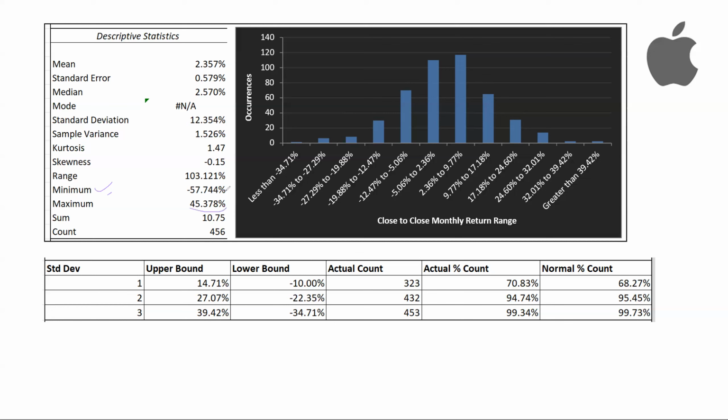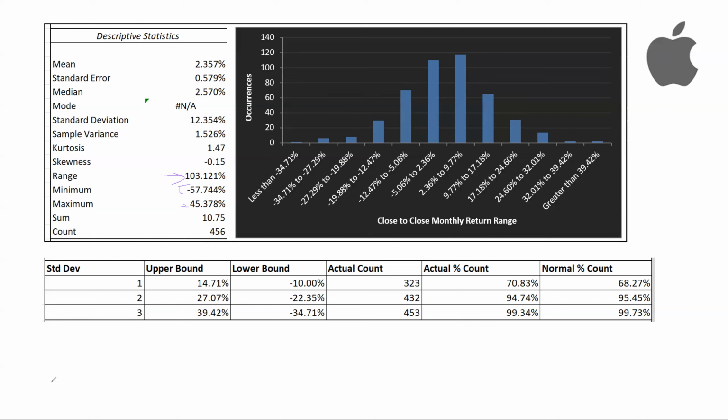And of course, this maximum falls outside of your 3 standard deviation range. And same thing for the minimum also. There was 1 month where Apple actually went down by 57%, which is also outside of your 3 standard deviation range, outside of the lower bound. Okay. So this range here is referring to your maximum and the minimum.